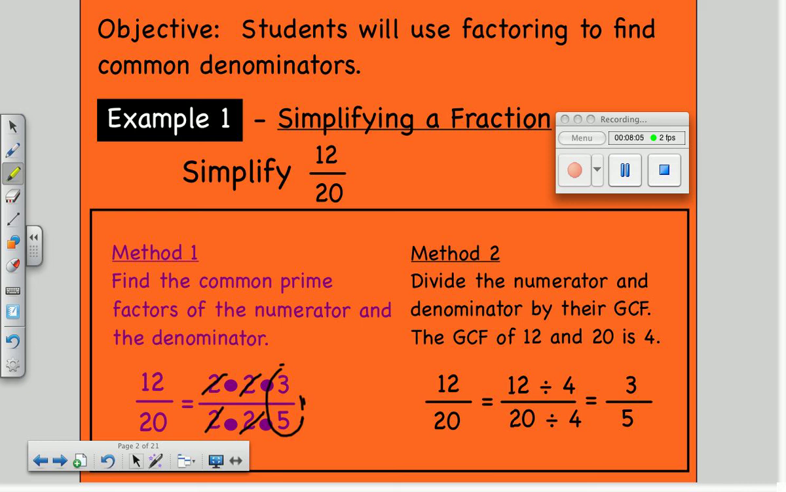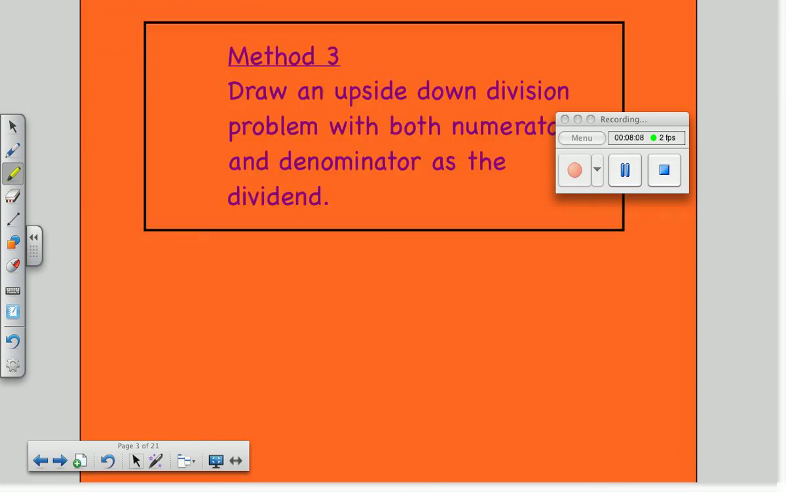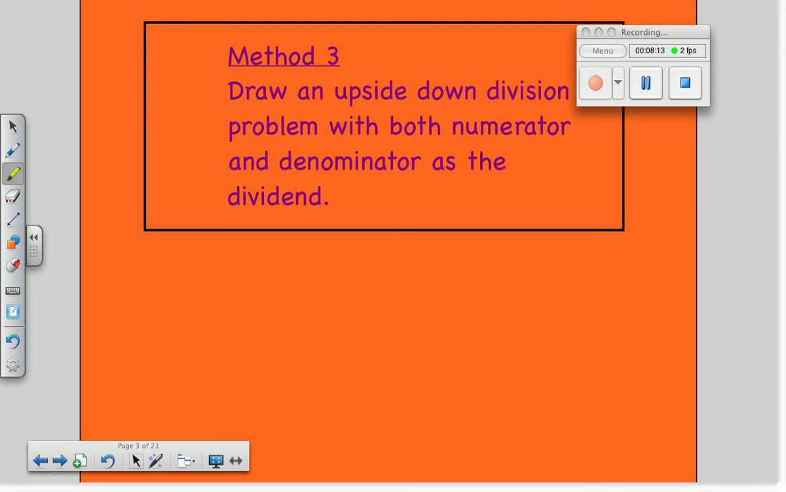And now method 3 is something maybe a little new to you. For method 3, we can draw an upside down division problem with both the numerator and the denominator as the dividend. So, again, just so you remember, we are reducing the fraction 12/20ths, okay? I draw an upside down division problem. I put 12 and 20 both here, 12 and 20.